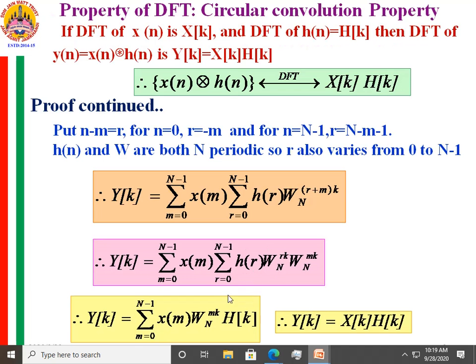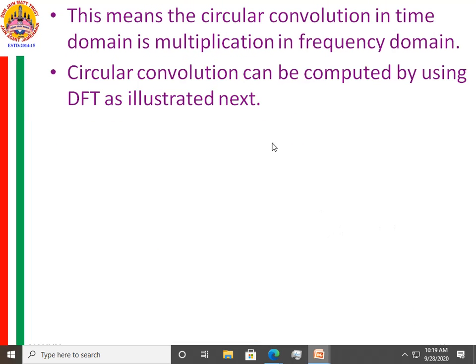This is h of k, and this w raised to mk, if you take here, this is x of k. Therefore, we say that y of k is equal to x of k into h of k. Getting this proof? This means the circular convolution in time domain is multiplication in frequency domain.